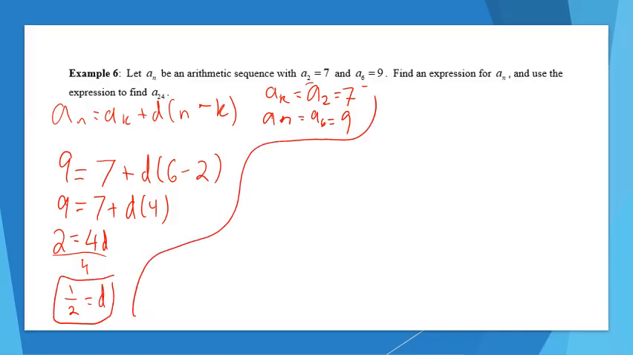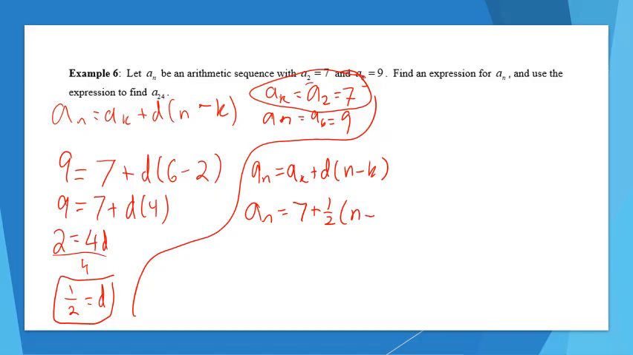Once we have that, then we want to find a general expression for a of n. So remember, a of n equals a of k plus d times n minus k. And now we can keep this as our a of k. So a of n equals a of k, which is 7, plus our common difference of 1/2, and then n minus k, which is 2 in this case. So that is our example there.